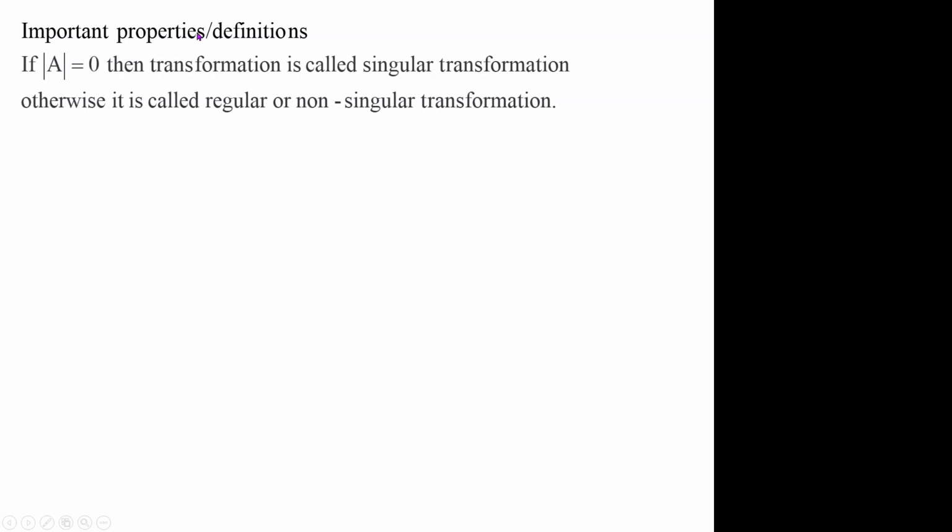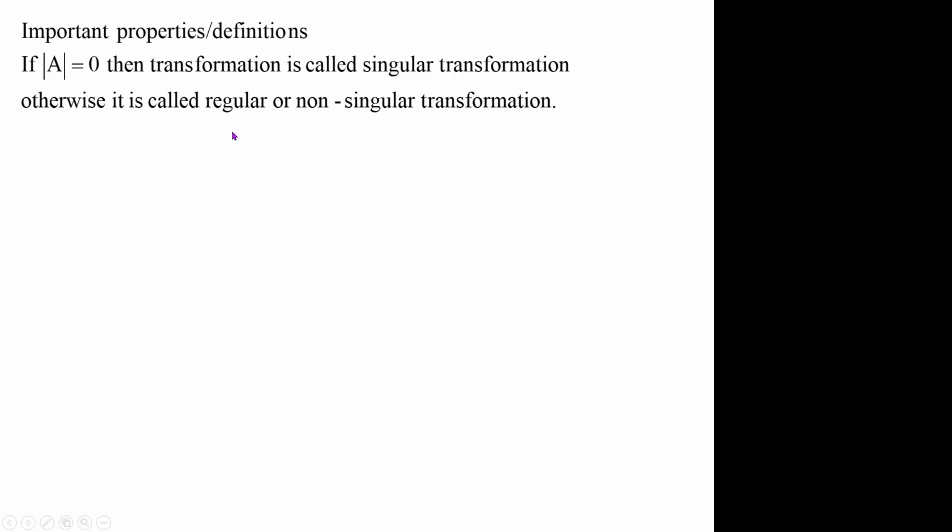Now, let us go through the important definitions and properties related to linear transformations. If this matrix of linear transformation has determinant 0, that is determinant of A is equal to 0, then the linear transformation is called a singular transformation. Otherwise, it is called regular or non-singular transformation. So when determinant is 0, singular transformation; determinant not equal to 0, regular or non-singular transformation.